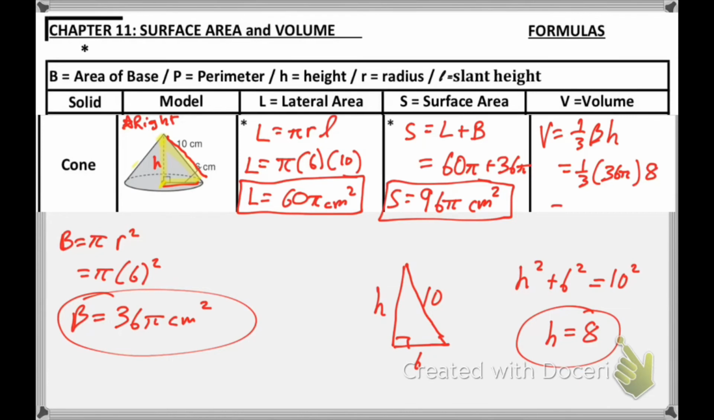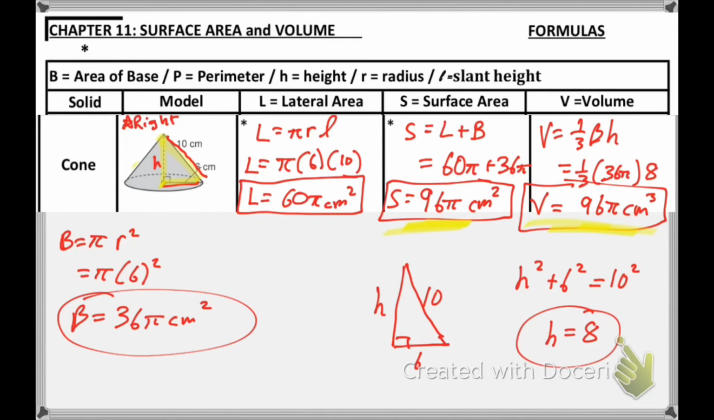So when you multiply it together, you get 96 pi centimeters cubed as your volume. Let me double check myself really quick. Okay, we're good. And notice that your surface area and the volume are the same, which is kind of interesting. 96 pi, 96 pi.